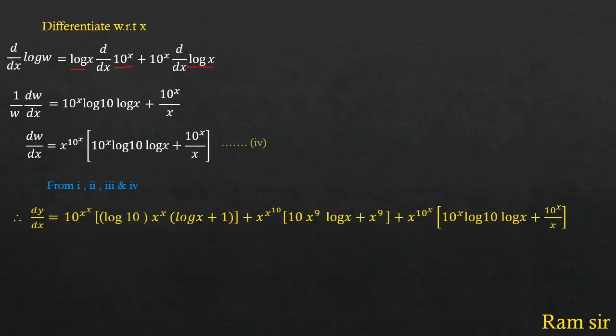So this is the answer of dy by dx. This first term is the derivative obtained by du by dx. This term is obtained by dv by dx, and the third one is obtained by dw by dx. So this is your final answer. So that's a number of questions we solved.